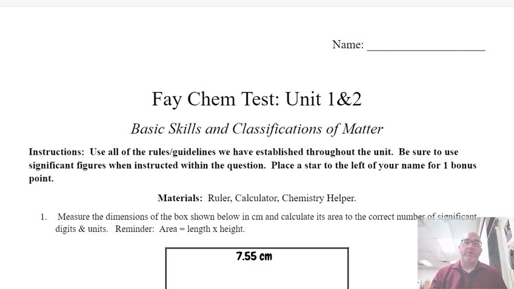You are allowed to use a ruler, a scientific calculator, and your chemistry helper, and then pencils, pens, and colored pencils. First thing I do is put my name here. The next thing I would do is read all of your instructions, right? Regardless of whether I say it or not, I would read everything.